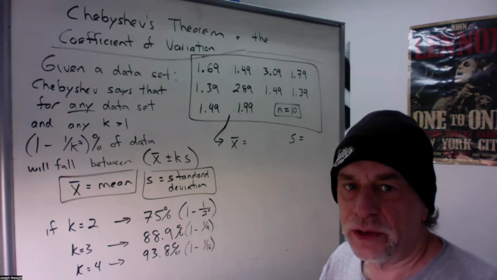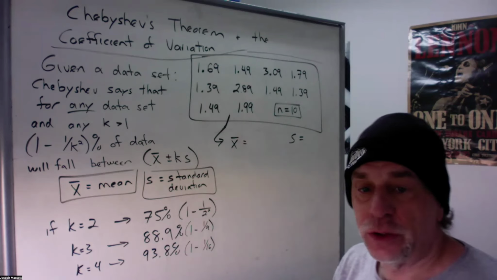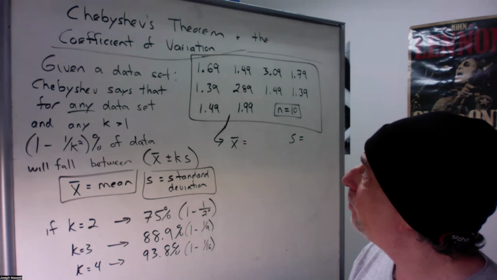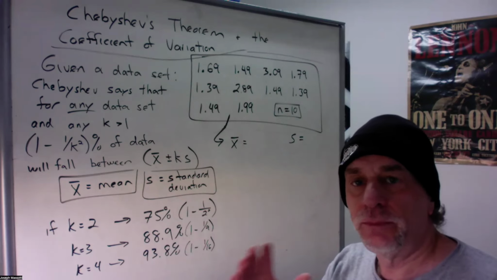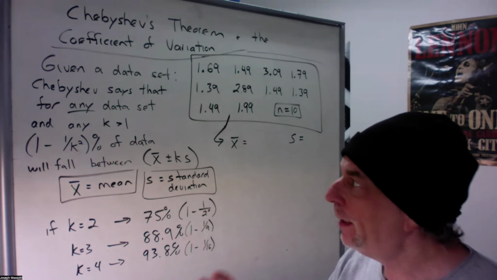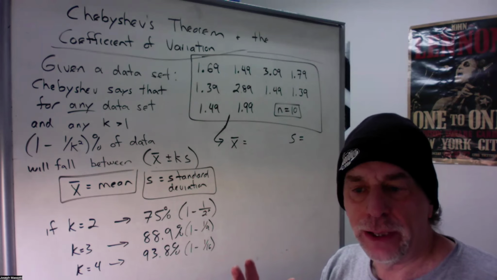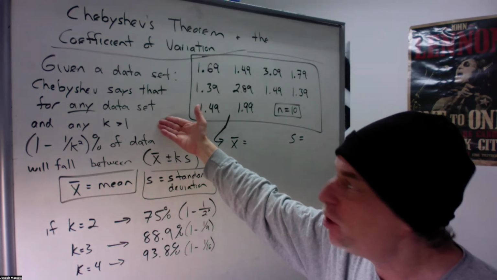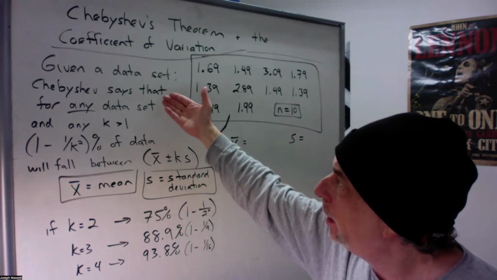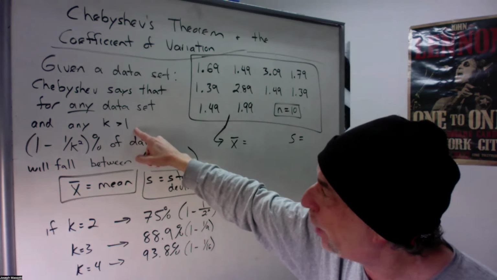All right, we're going to have a short video here today on Chebyshev's theorem and the coefficient of variation. Chebyshev's theorem is a way to set up an interval for a data set. It's more of a general option for a range or a spread of data, and we can see what Chebyshev's theorem says here. Chebyshev's theorem says that for any data set and any k greater than 1, right?